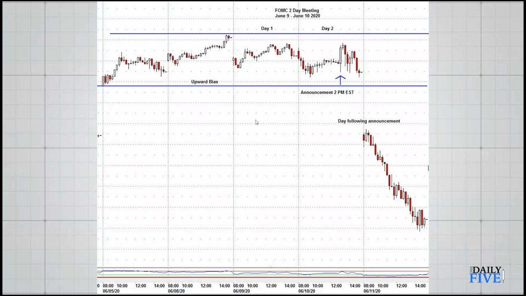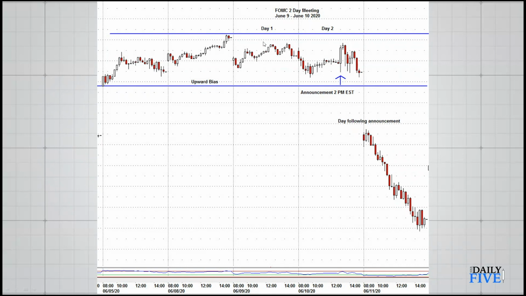So let's start with a chart back from the June 9th and 10th, 2020 meeting. And what we see here on this chart is a sort of ranging environment starting over on the left. We start to see some upward bias, which is one of the tendencies around FOMC days. Generally, a couple days or a day before the FOMC meetings, we'll start to see the market start to move upwards.